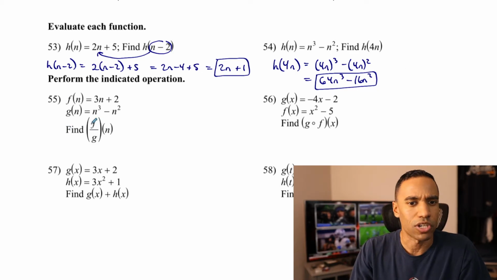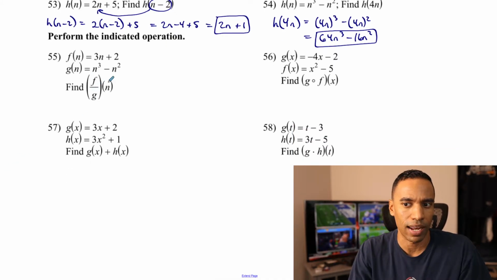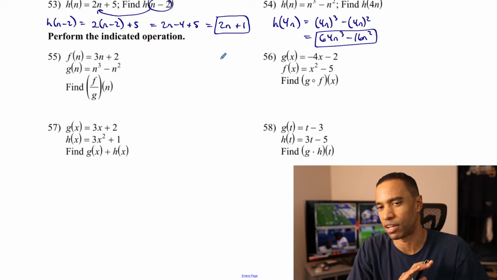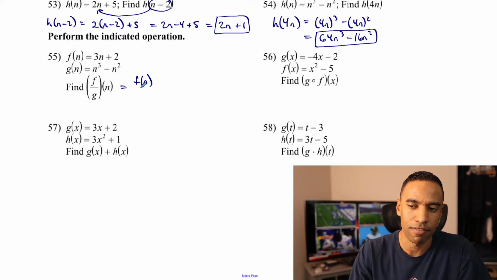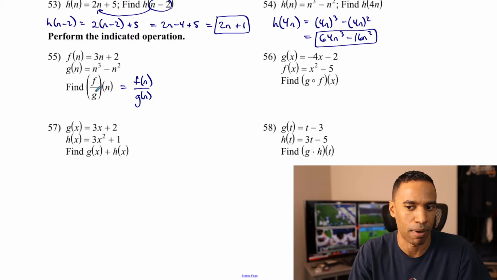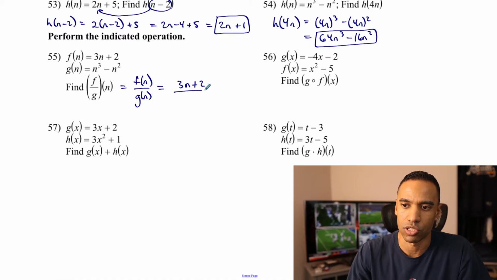All right, this one's division. Now, we're not doing rational expressions and stuff until later, so I will write it as a division and not attempt to factor further. That will be used later there. But f over g of n means f of n over g of n. It has nothing to do with multiplying n by f of n over g of n. That's just the shorthand version of that notation. So this is 3n plus 2 over n cubed minus n squared.